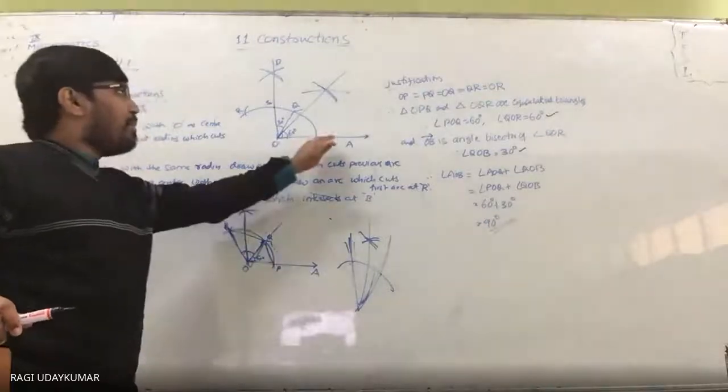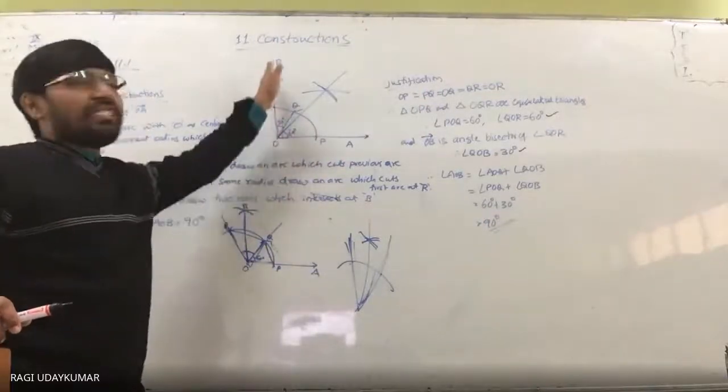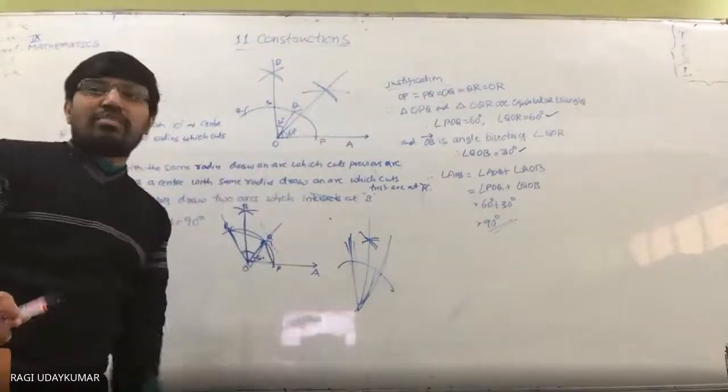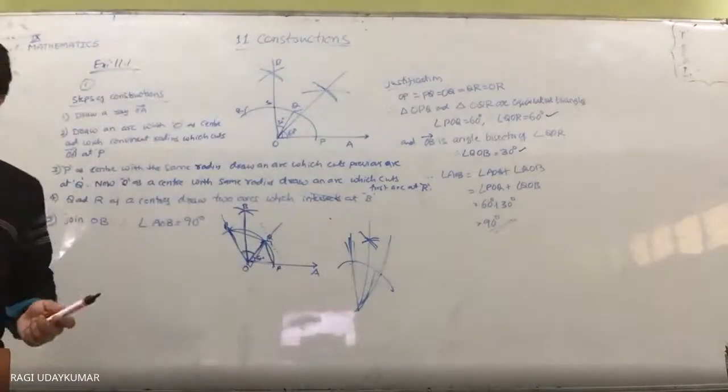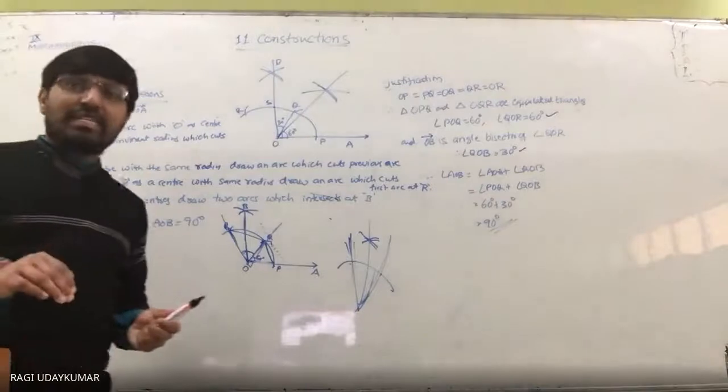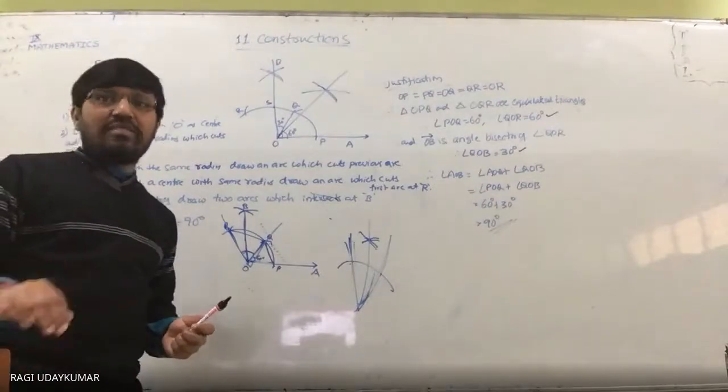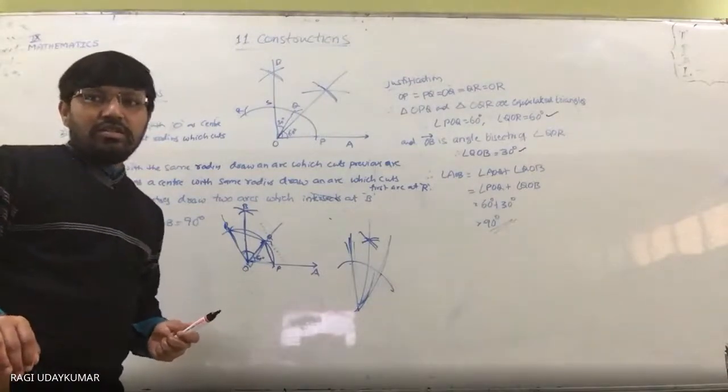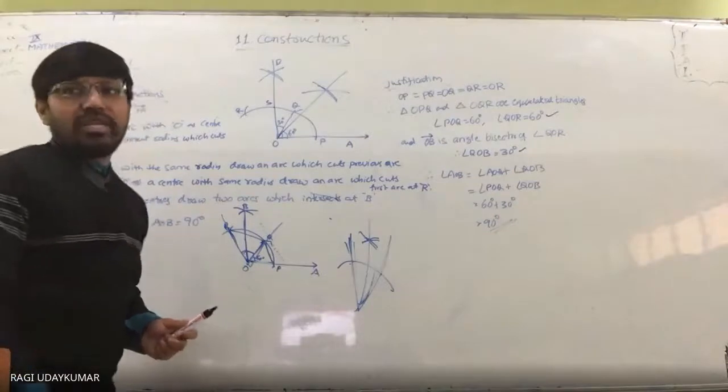Yes, sir. Same question. AOB is 90 degrees, so draw the angular bisector of AOB. Angular bisector of AOB. So how do we bisect the angle? You know that. So in the same way, how to do it? All the problems are like that only, not complicated.